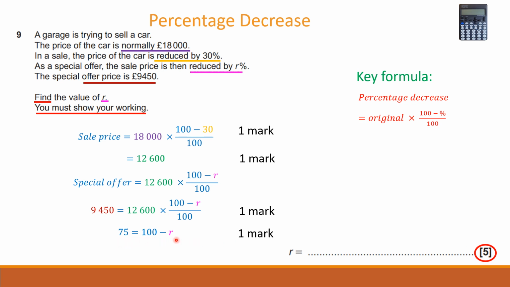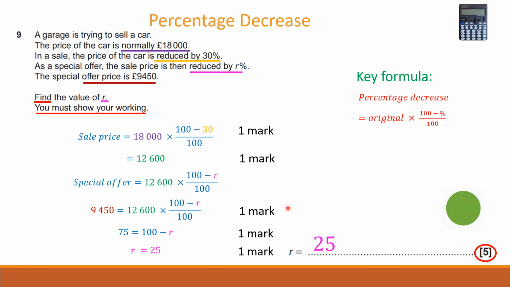From here, we now need to find the value of r. So 100 take away something is going to be 75. Or we can think about solving it. So to get rid of minus r from both sides, I'm going to add r to both sides. To get rid of plus 75, I'm going to subtract 75 from both sides. So if I do 100 take away the 75, that will give me the value of r for your fifth and final mark.